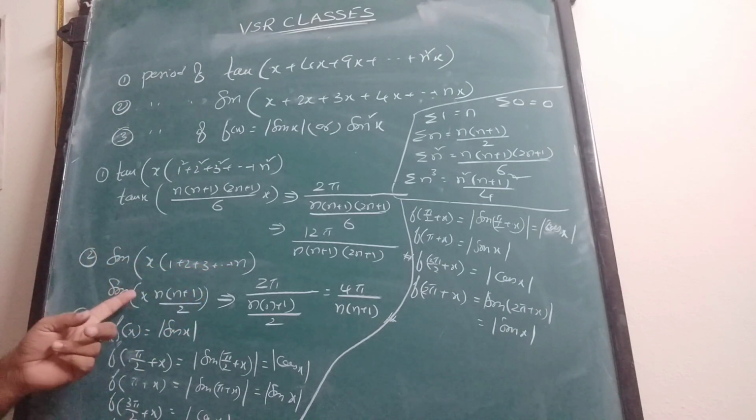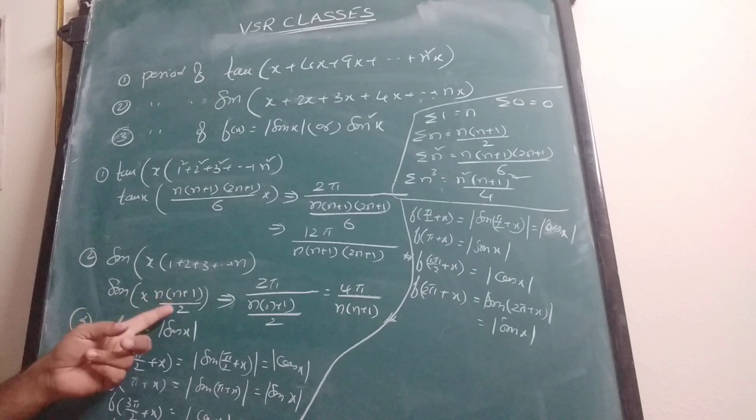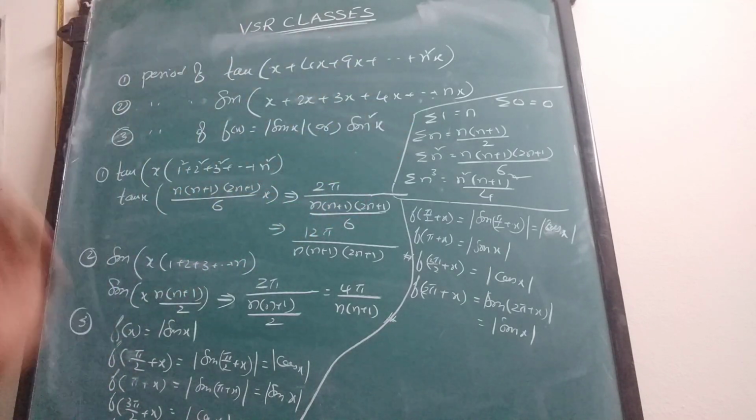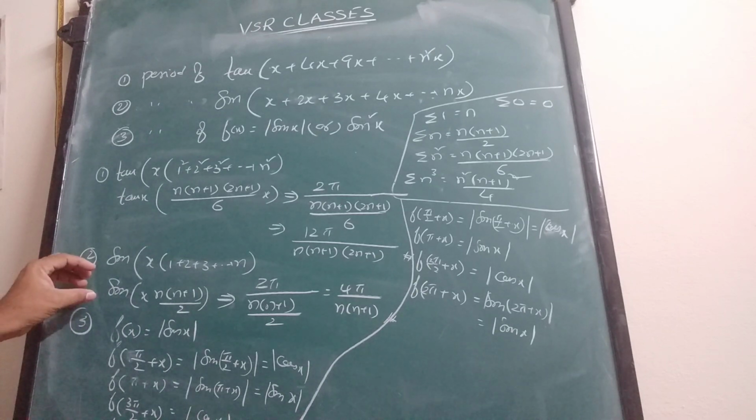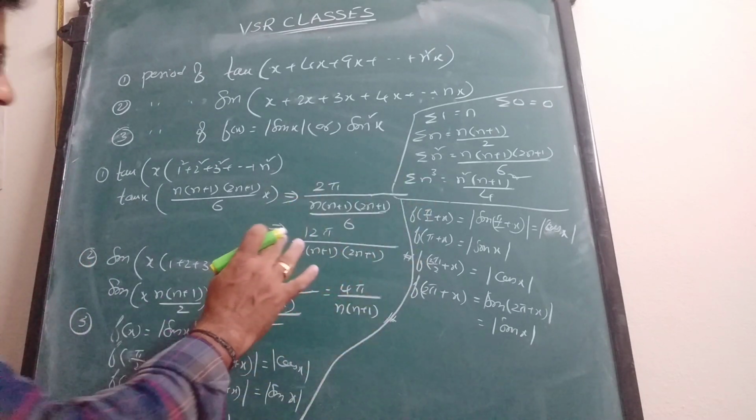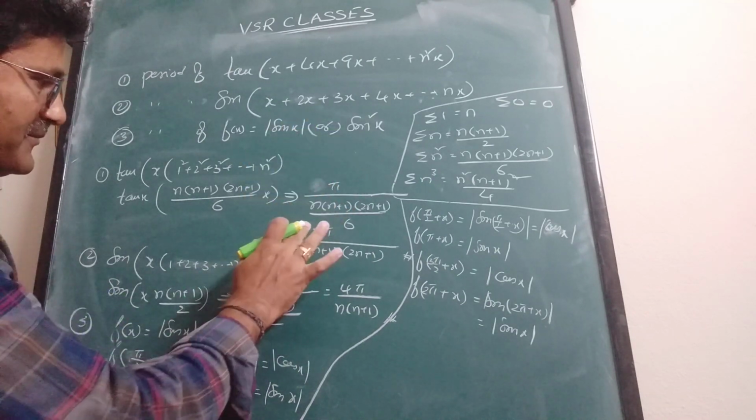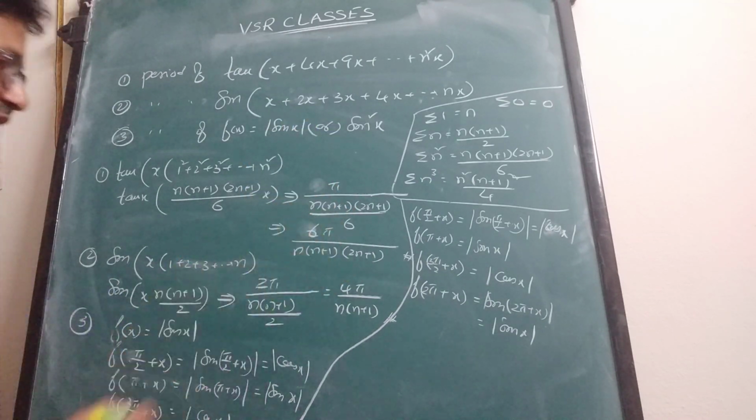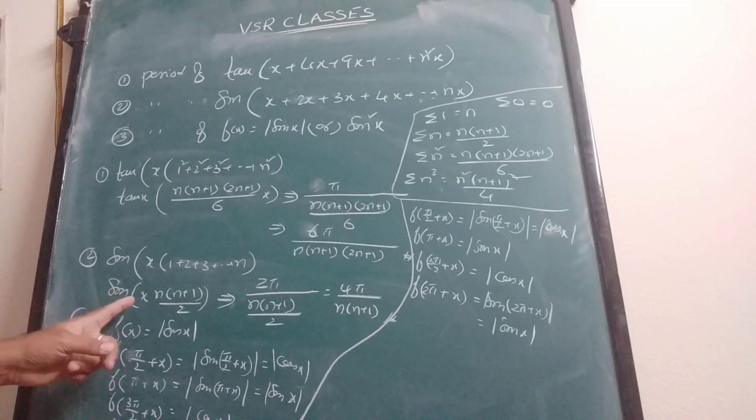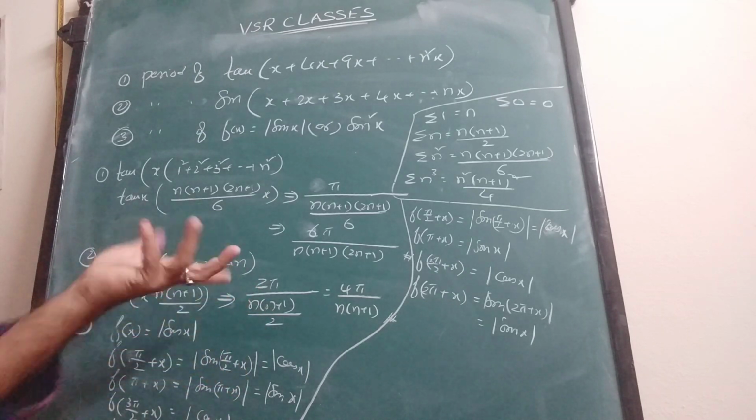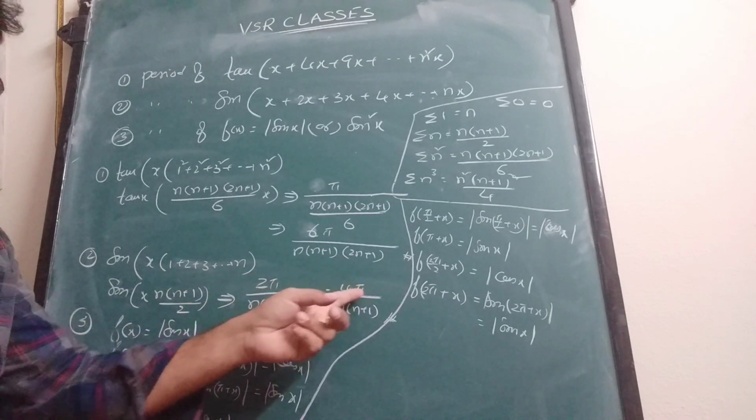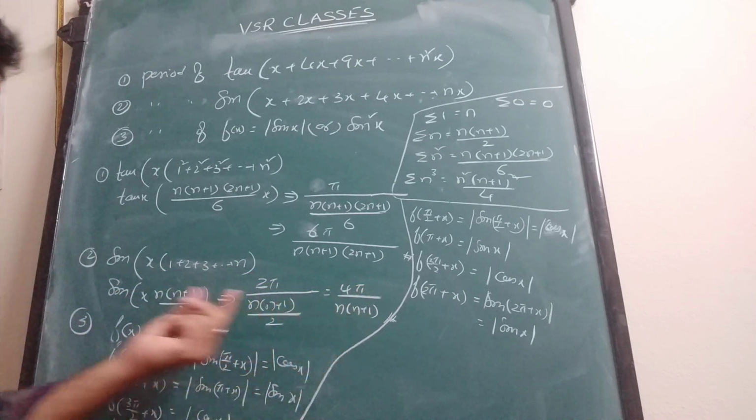So sine of x into n plus 1 by 2. Already I wrote there the formula. The same formula we applied. Now what is the original period of sine? 2 pi. Original period of sine is 2 pi. So here is somewhat wrong. This will be 6 pi. And here this is 2 pi by n into n plus 1 by 2. So it makes reverse. Then 4 pi by n into n plus 1 is your result for this.